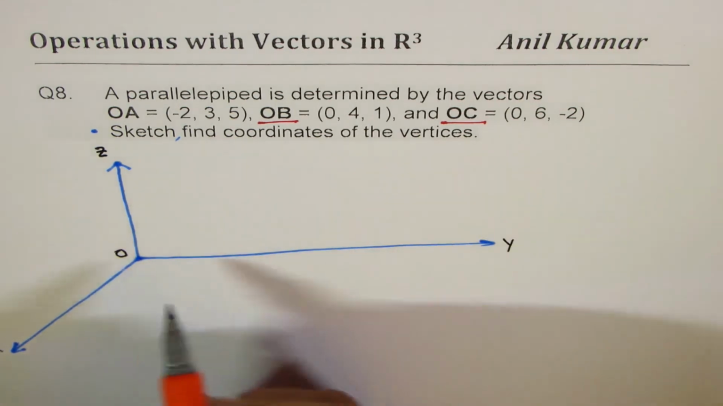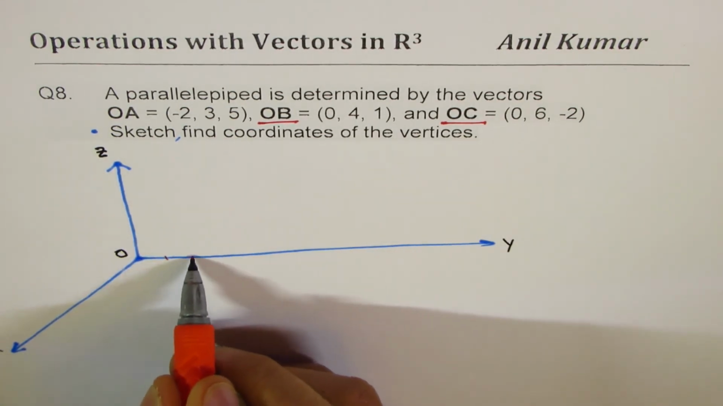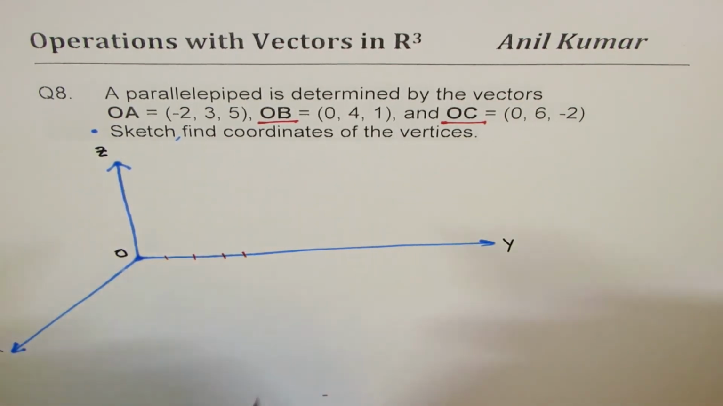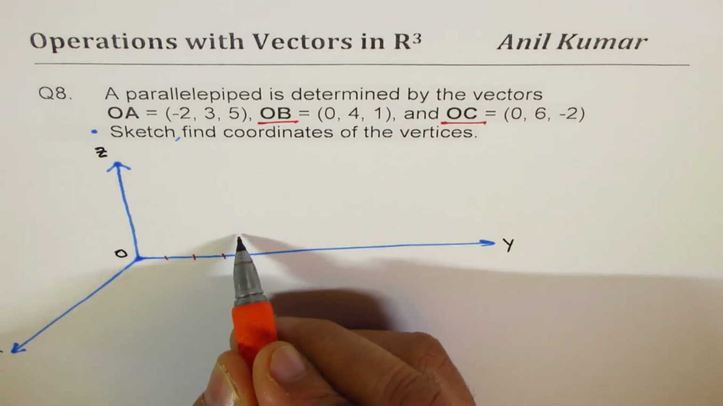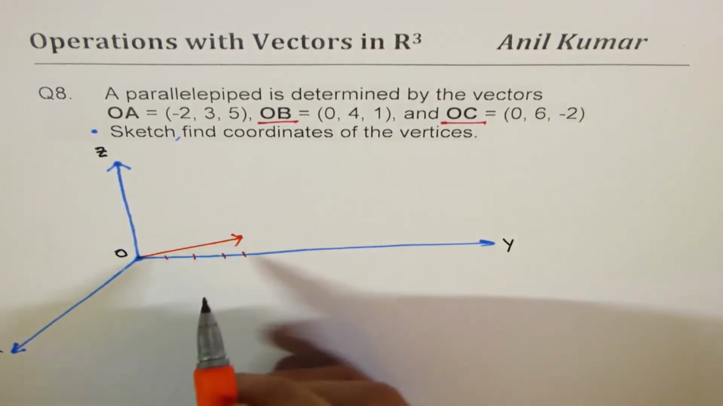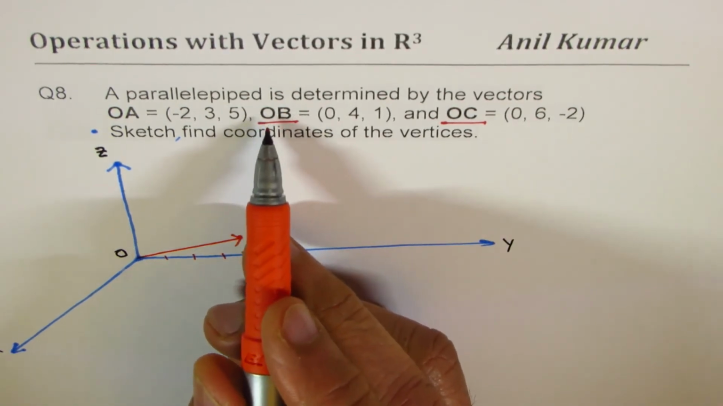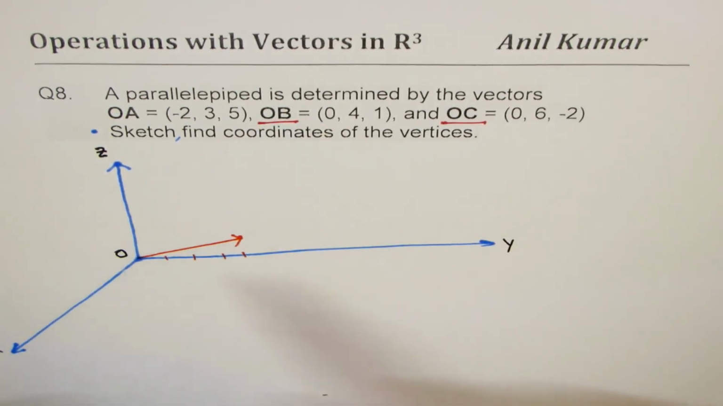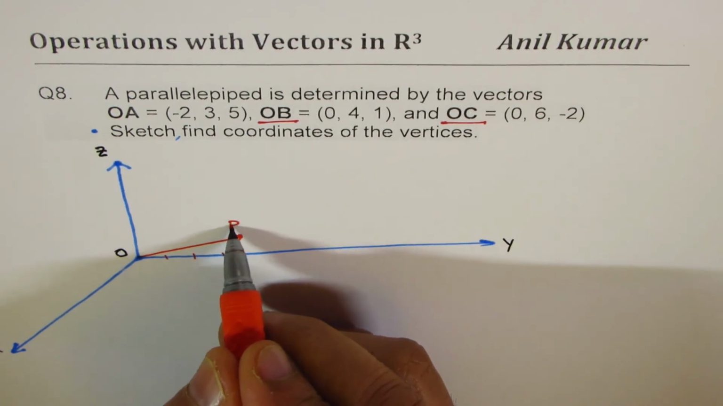So 0, 4 along the y-axis. Let's say 1, 2, 3, 4, and then 1 up. So 1 up, 1 up. That gives me the position vector OB. Whenever it is from O to B, it becomes a position vector. So this is my point B.